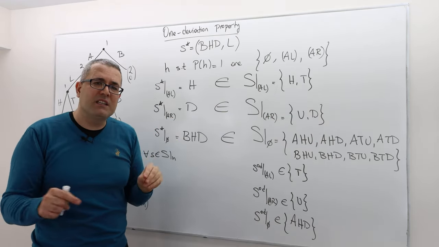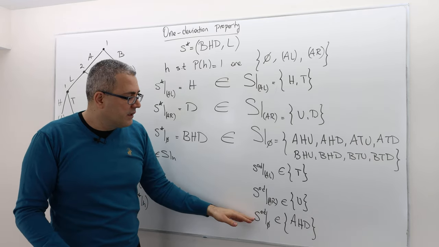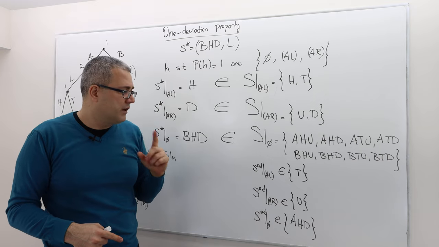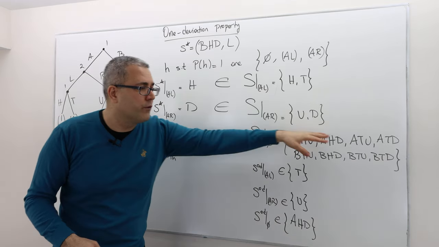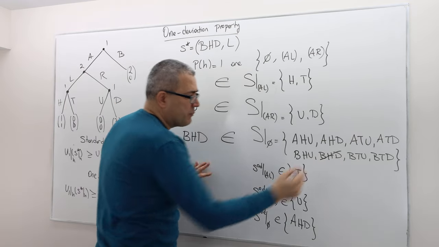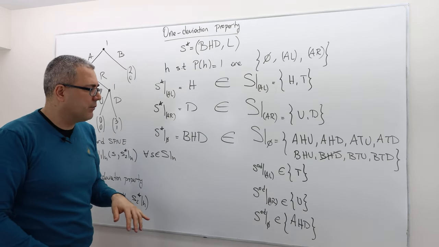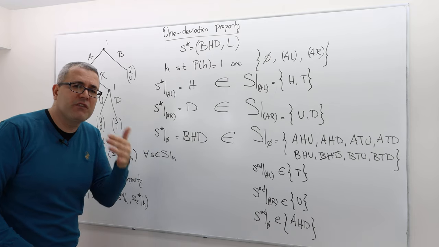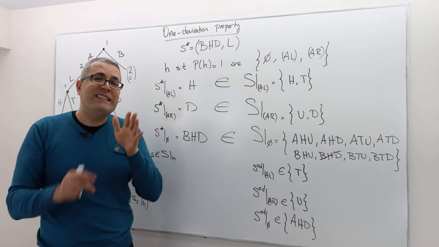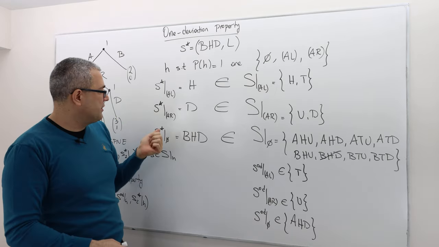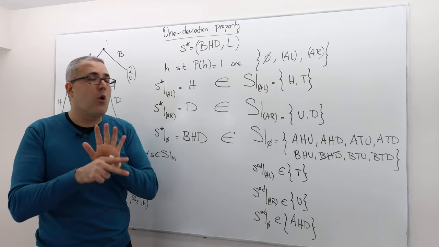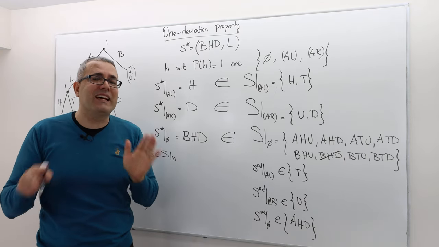So here is the nice part. The one deviation strategy after the null history, however, is just one out of those eight. First off, BHD cannot be, because he is playing that, so he should be playing something else. But a one deviation strategy, remember, says the following: the player is going to play differently from the strategy itself only after history h. For all the other histories, he's going to play exactly the same.